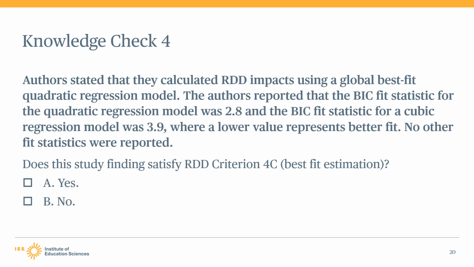Knowledge check 4. Authors state that they calculated RDD impacts using a global best fit quadratic regression model. The authors report Bayesian information criterion, BIC, fit statistics for the quadratic regression model as 2.8 and for a cubic regression model as 3.9, where a lower BIC value represents better model fit. No other fit statistics are reported.